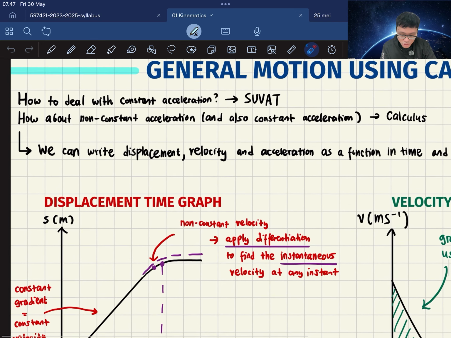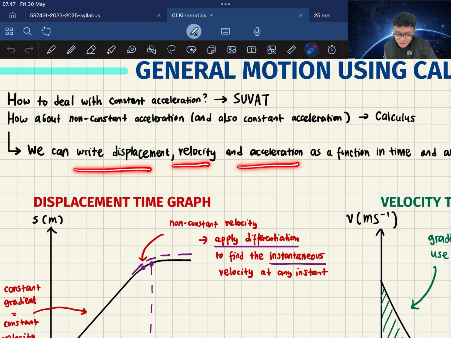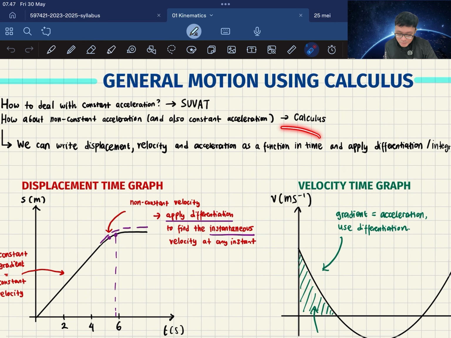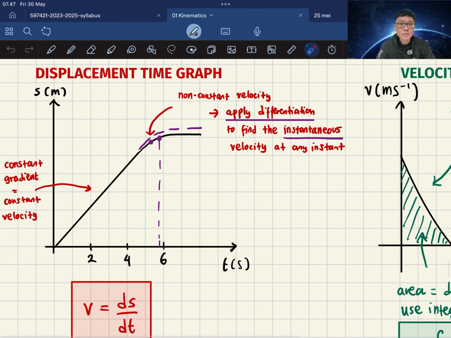So calculus can be used to solve general motion, whether it's non-constant or constant acceleration, even though we prefer SUFAT for constant acceleration because it's easier. Now, how do we use calculus to solve non-constant acceleration or motion in general? So we can write displacement, velocity, and acceleration that we have as a function in time and apply differentiation or integration. So let's take a look at the first graph that we already learned, which is displacement time graph.